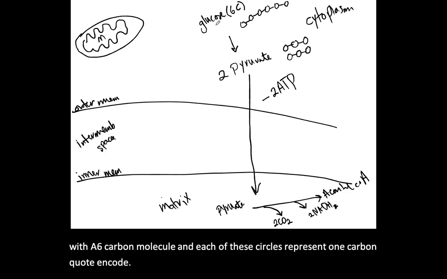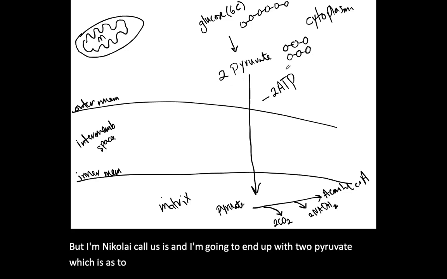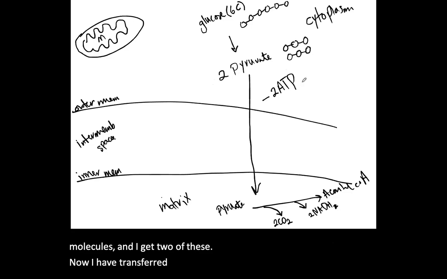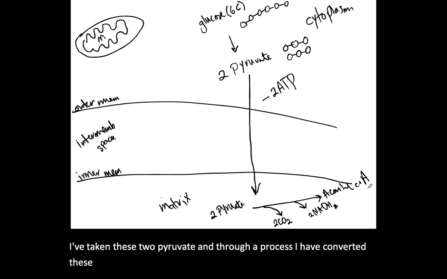By the time glycolysis ends, I'm going to end up with 2 pyruvate, which is to say I've taken a 6 carbon and chopped it up into 3 carbon molecules, and I get 2 of these. Now I have transferred these 2 pyruvates, so you can put a 2 here. Through a process, I have converted these 2 pyruvates to 2 acetyl-CoA.